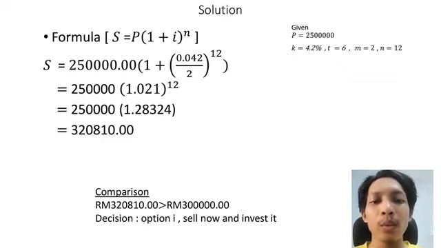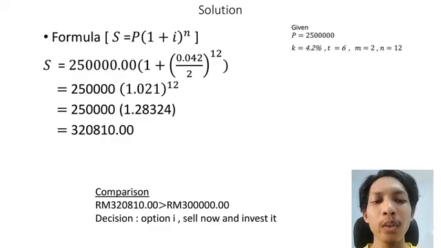Let's evaluate option 1 using the compound interest formula. Our principal P is the current value of the painting, which is 250,000. Our annual rate K is 4.2%. And since it is compounded semi-annually, our M is 2. The investment period T is 6 years. First, we find our periodic interest rate I by dividing 4.2% by 2, giving us 0.021. Next, we calculate the total number of compounding periods N by multiplying 2 by 6 years, which equals 12 periods.